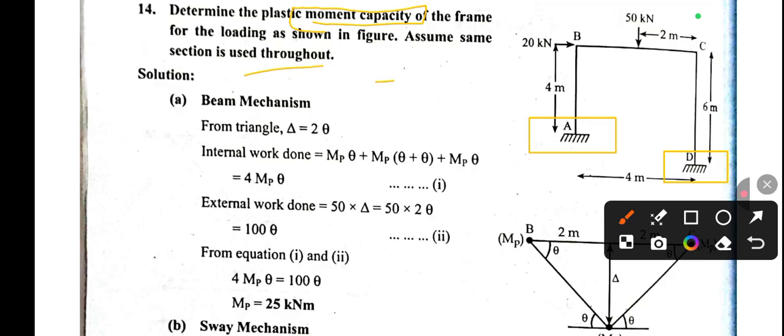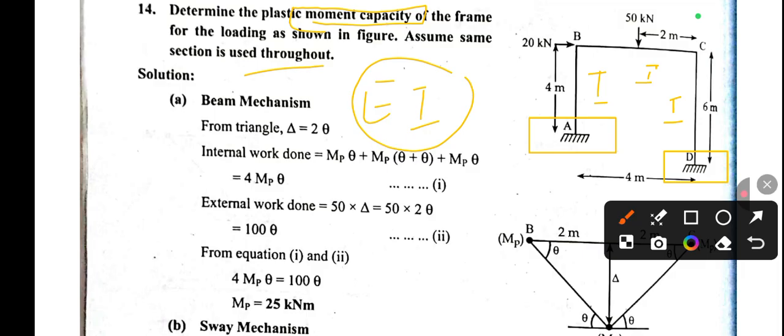It means the value of EI, or the value of I, is the same. There is no change. So AB is also I, BC is also I, and CD is also I. The section is the same throughout, so there is no change in EI. This is given in the question, and we have to calculate the plastic moment capacity.